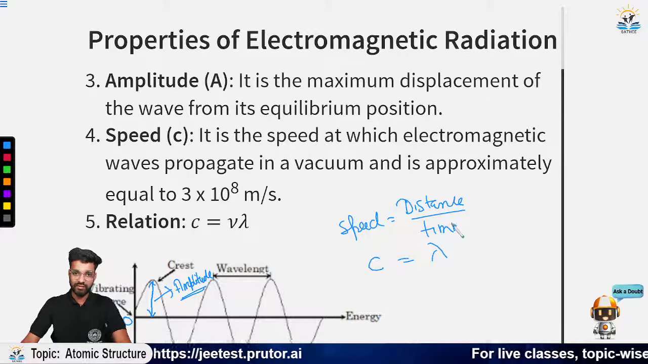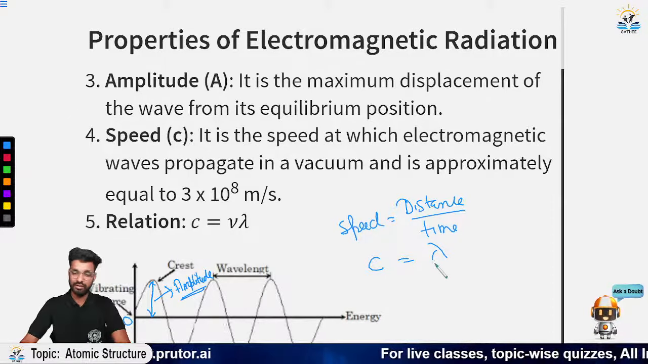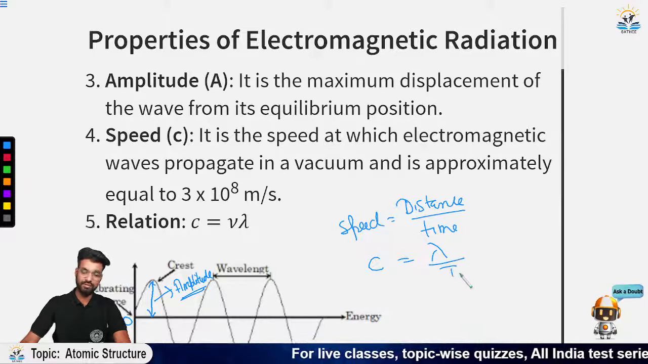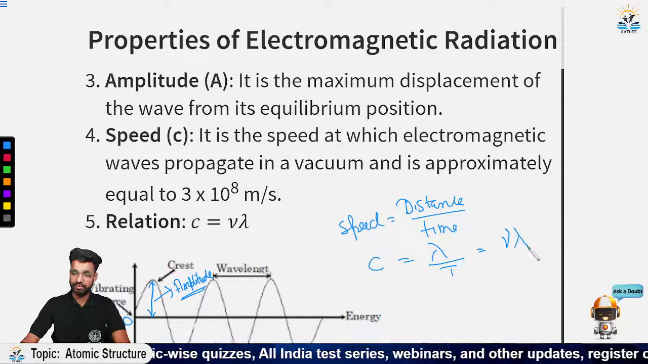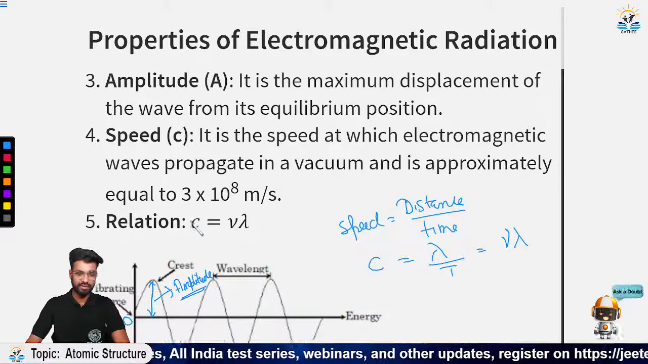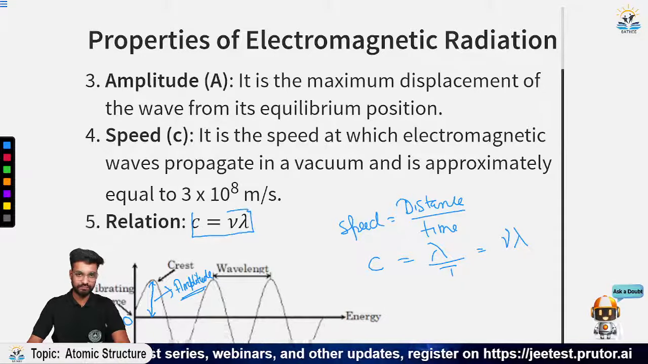And what is the time? To complete one wavelength, it is T. I have told it earlier. So what is 1 by T? We have seen earlier that 1 by T is equal to nu. So c is equal to nu lambda. This is the relation given here.